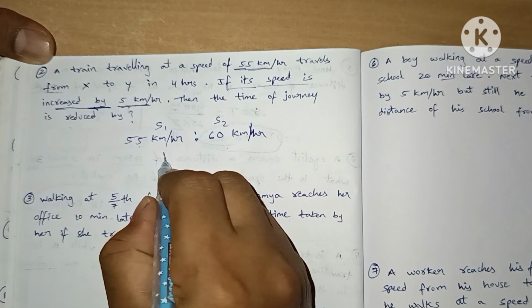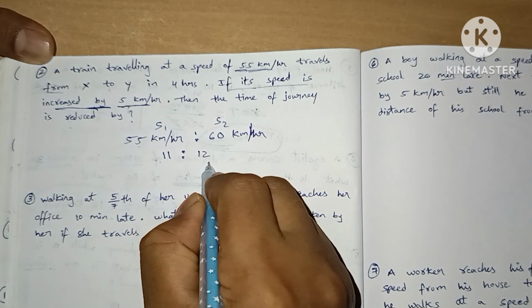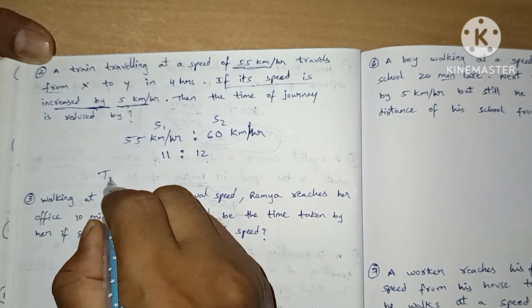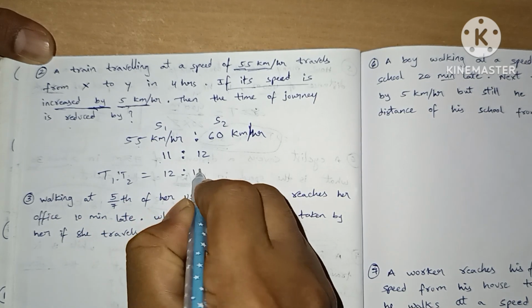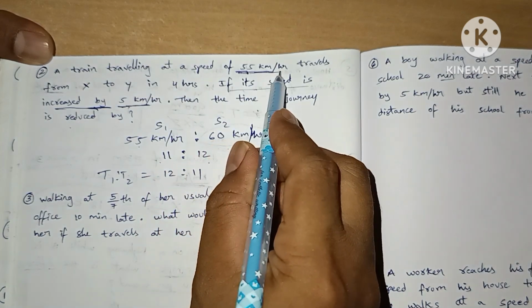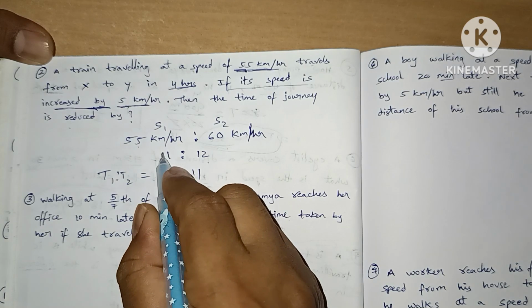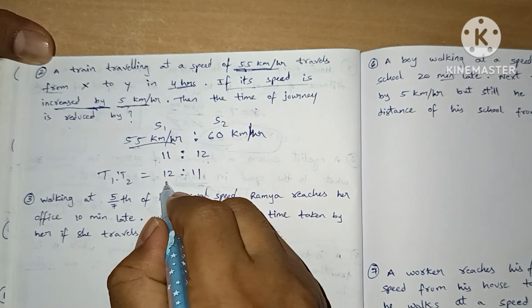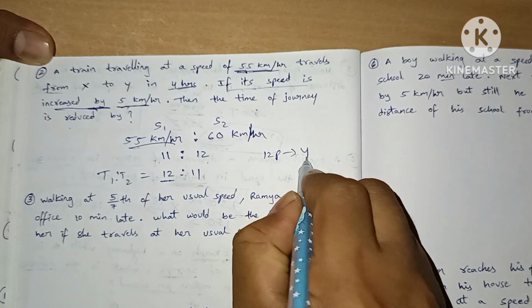The ratio of these two is 11 is to 12. So the time ratio T1 is to T2 will be 12 is to 11. Here it is said that the train travels in 4 hours. So the 12 parts value is nothing but 4.